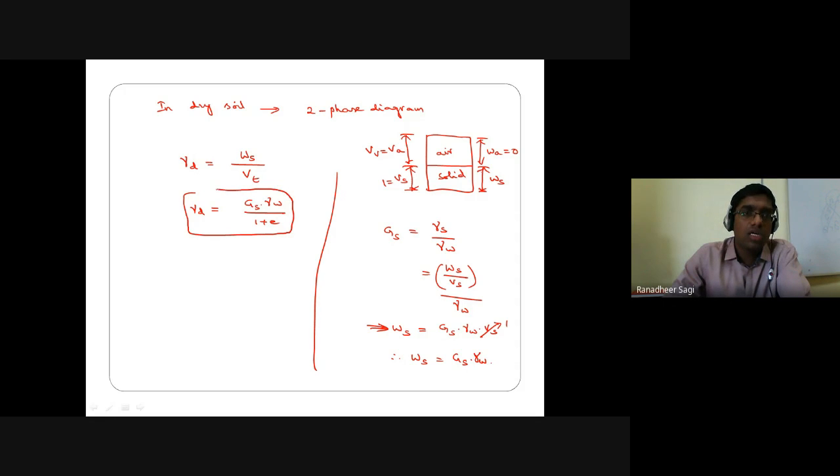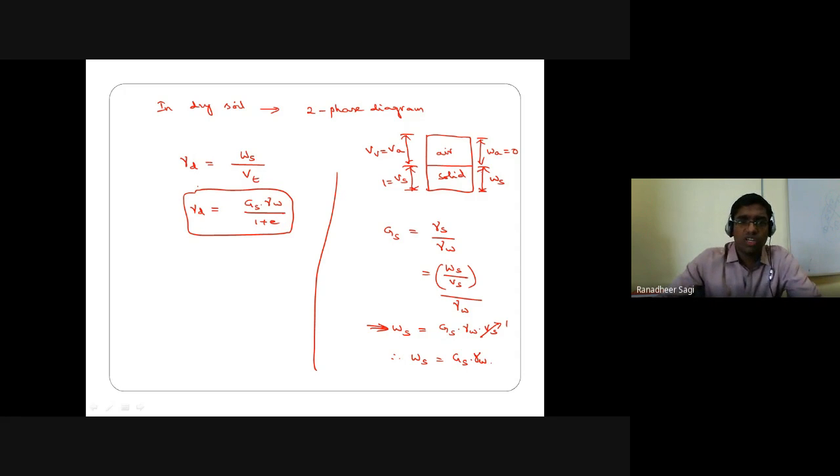So, based on the specific volume approach, we are easily able to derive the dry unit weight of the soil. In a simple way, we are able to derive it. In a similar way, you can also derive the relation for the saturated unit weight of the soil. Earlier we have seen that saturated unit weight is equal to (GS plus e) by (1 plus e) into gamma W. That relation also you can derive, or the partially saturated unit weight expression you can derive further.